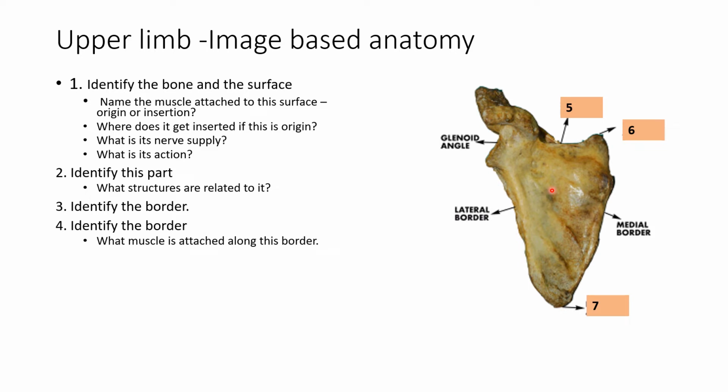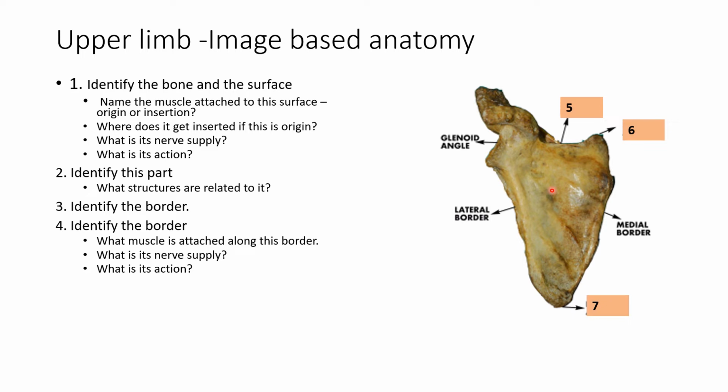Another point regarding this medial border is what muscle is attached around this border. So the muscle that is getting inserted along this border is the serratus anterior muscle, which has got 8 digitations. And what is its nerve supply? It is supplied by the long thoracic nerve of Bell, or the nerve to serratus anterior, which arises from the roots of the brachial plexus. So what is its action?